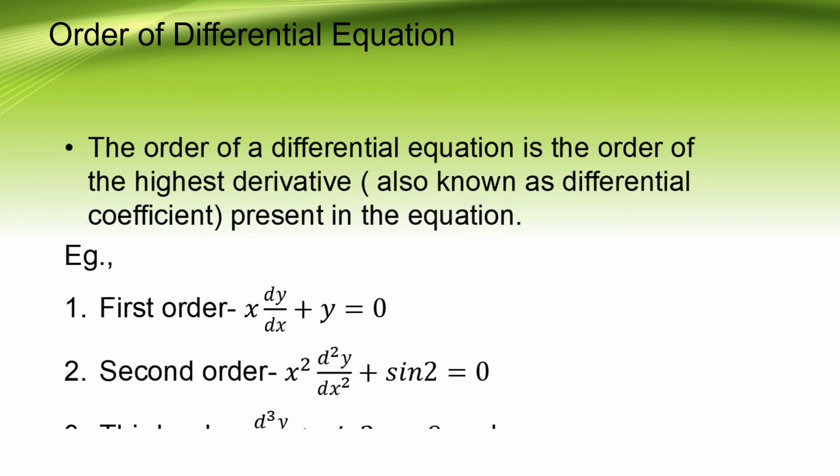If the given equation is differentiated two times, then the equation becomes d squared by dx squared of y. So this type of equation is known as a second order differential equation.